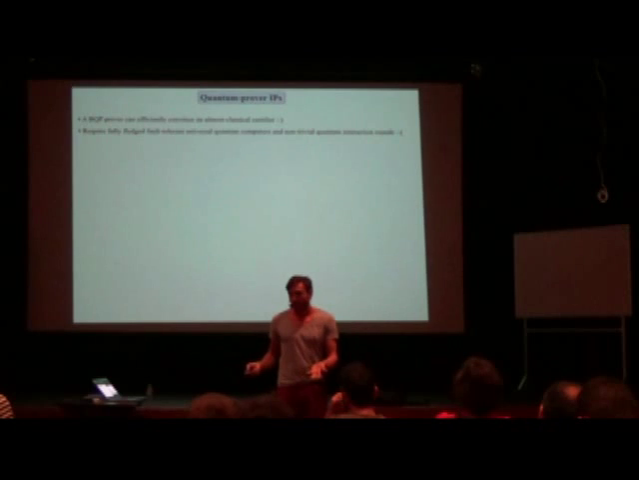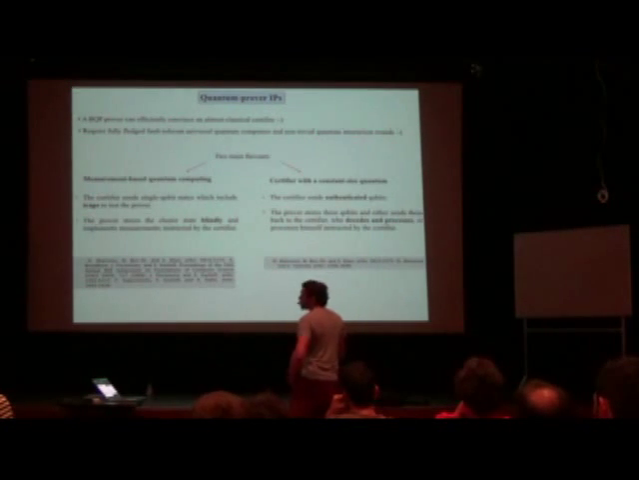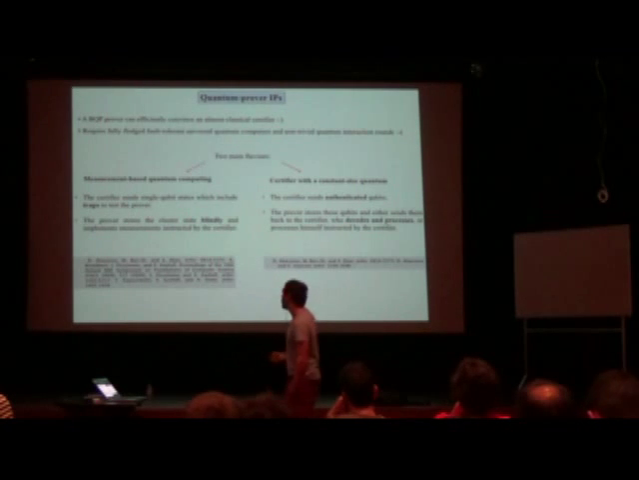We need a universal quantum computer to implement that. We need full error correction, and furthermore, you need to interact with the machine, right? You need quantum interaction between the quantum prover and the almost classical certifier. So this is highly non-trivial from the experimental point of view.